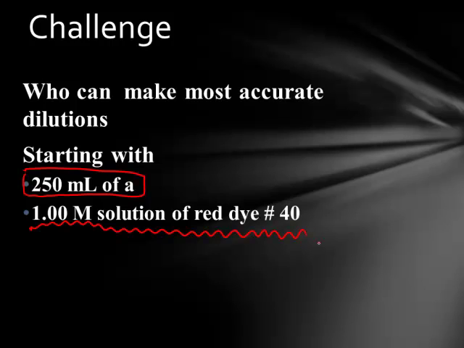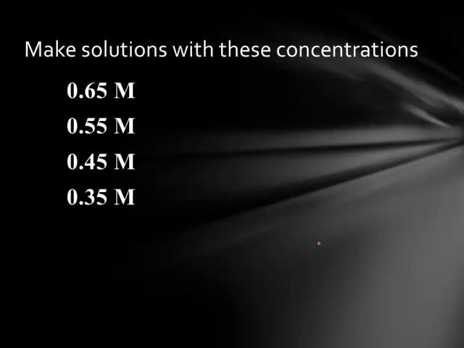Now you're going to take that red dye number 40 and you're going to learn how to dilute it to make solutions with these concentrations. So you'll make 4 solutions. 1, 2, 3, 4. 4 solutions with these concentrations: 0.65 moles per liter, 0.55 moles per liter, 0.45 moles per liter, and 0.35 moles per liter.